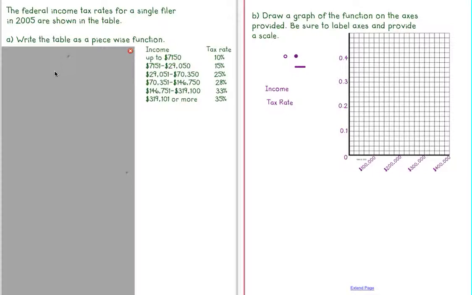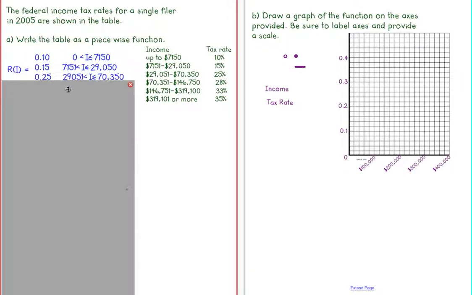So to write this table as a piecewise function, we're going to think about the fact that you have this function that is your tax rate on your income, so the R and the I. And so 10%, of course, written as a decimal is 0.10. So at $0, which really you're not going to be at $0, you're going to have zero taxes. But anything above zero qualifies for this 10% tax rate.